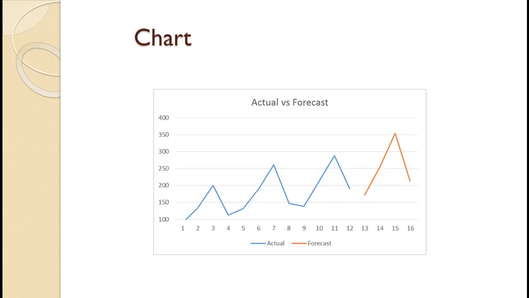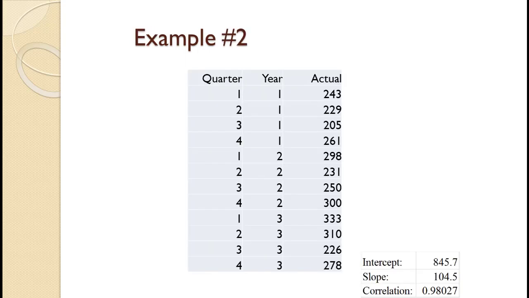The chart on the slide shows the actual values for periods 1 through 12 and the forecast for periods 13 through 16. The actuals are in blue and the forecasts are in orange. Notice how the forecast continues the trend of the actual and follows the same seasonal pattern.